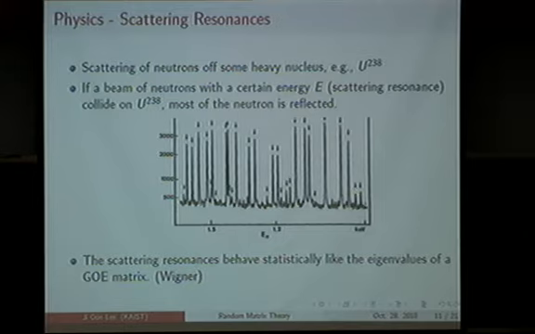And according to Wigner, the scattering resonances behave statistically like the eigenvalues of a GOE matrix. That's why Wigner proved the semicircle law. So if you consider the energy levels of these peaks, then you can recover the semicircle statistically.